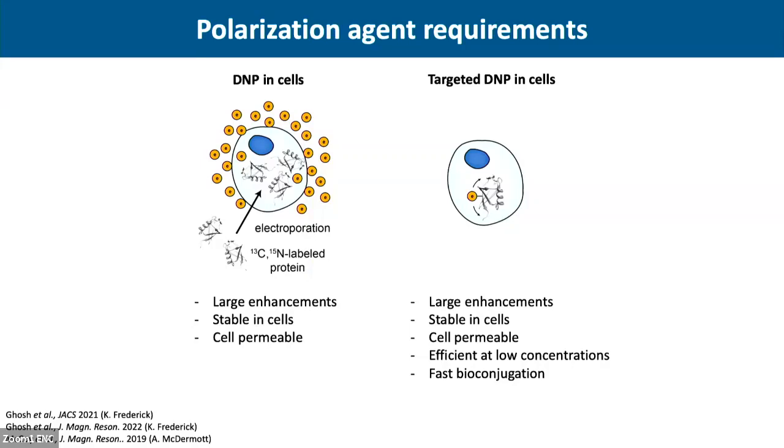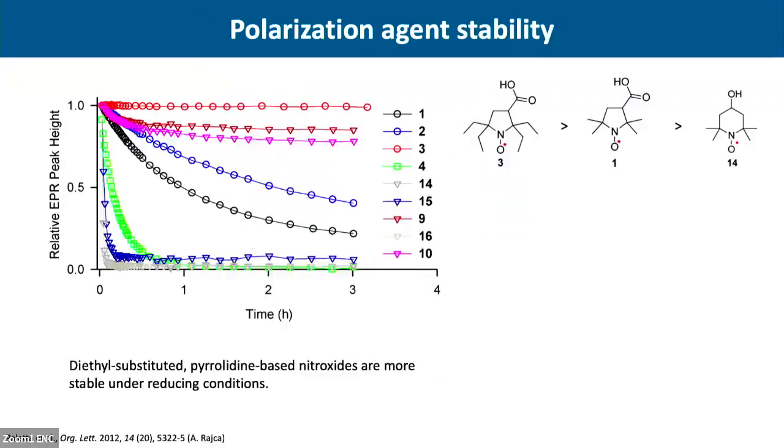Okay, so we set out to explore and focus a little bit on the stability in cells. And we were inspired by work done by synthetic chemists and EPR spectroscopists looking at the stability of nitroxide radicals in reducing environments. And so in this paper, they showed that if we take this 6-membered piperidine nitroxide, TEMPO-based, it actually gets reduced very fast in ascorbic acid. So this is this gray trace over here.